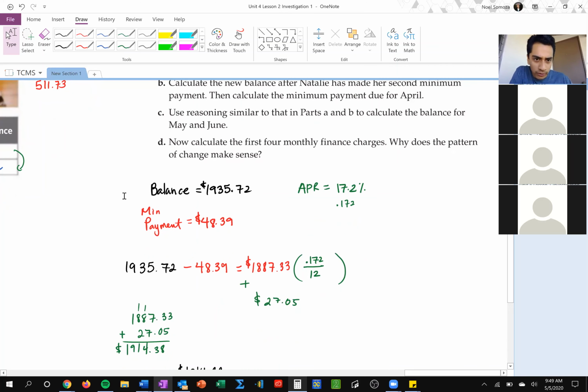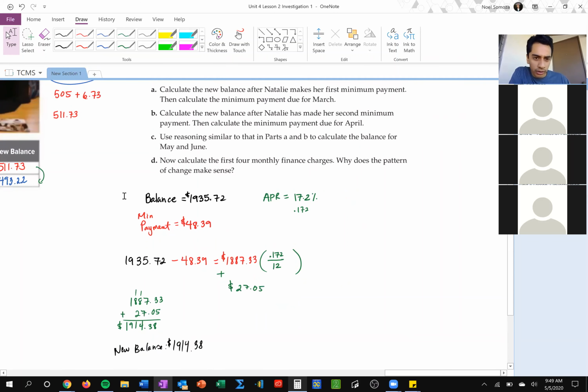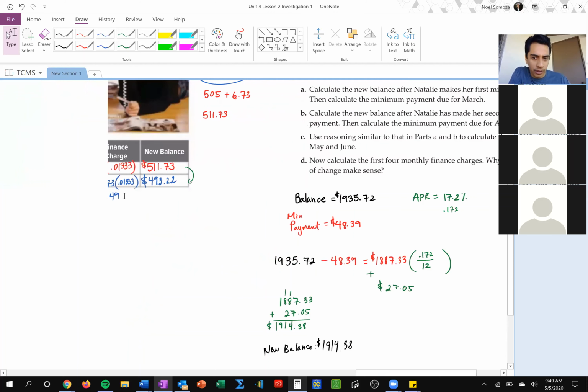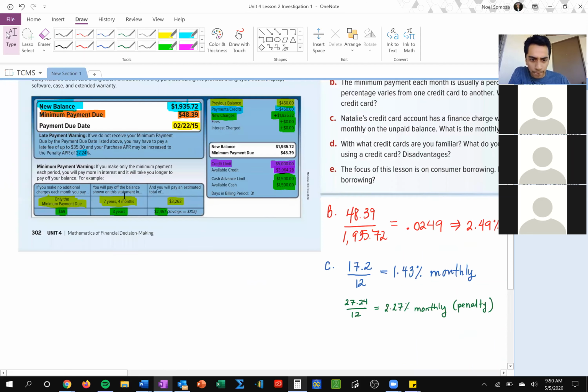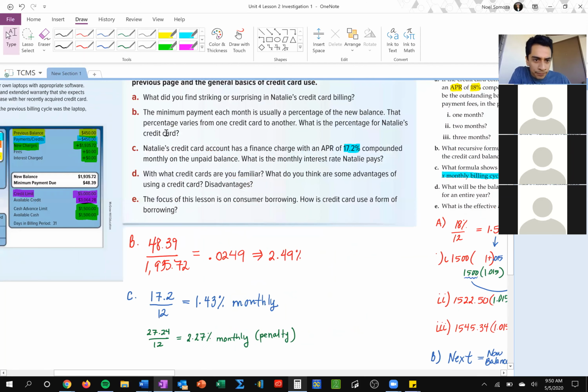When we found what percentage the minimum payment was way back in the situation, let's go back to find out what percentage. It was right here for part B. The minimum payment of each month is a percentage of the new balance. We know our new balance. The percentage varies from one credit card to another, but what is the percentage for Natalie's credit card? So she has to pay 2.49%. That's what her minimum payment has to be on the new balance.